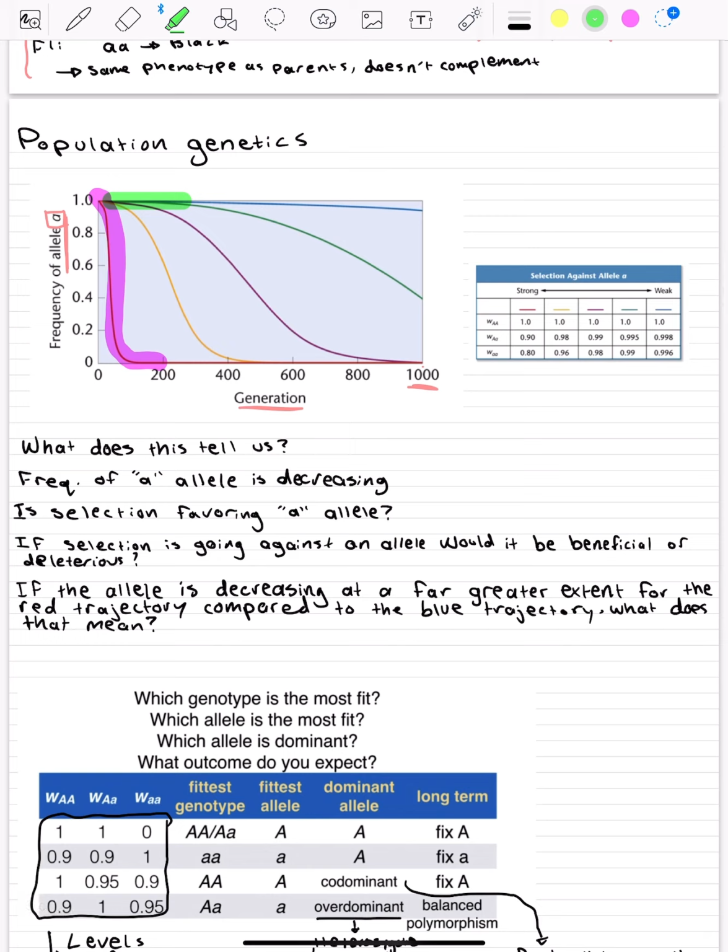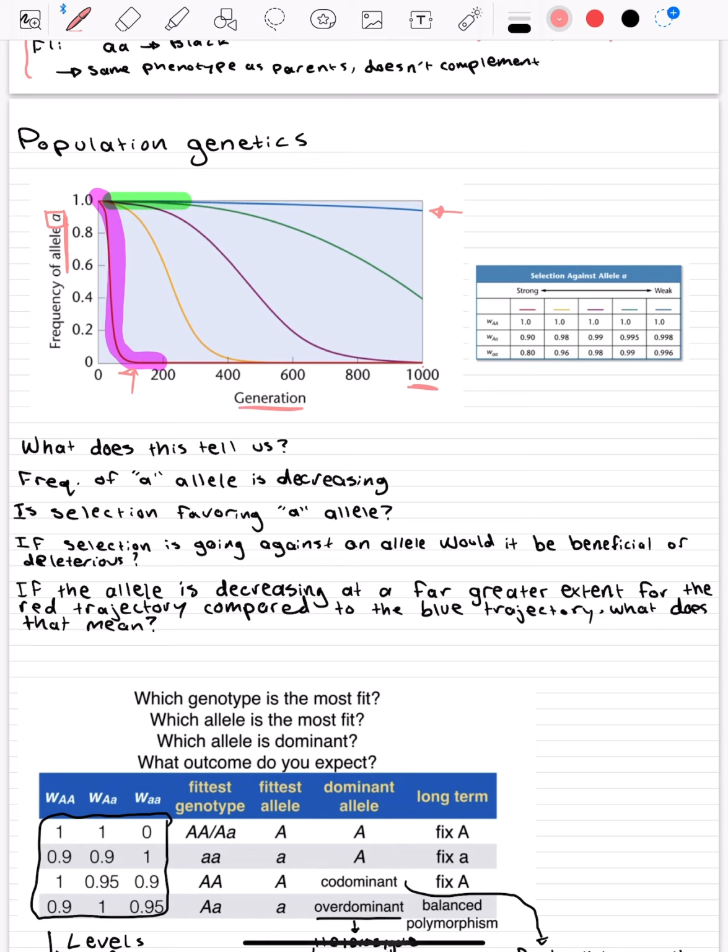If the allele is decreasing to a far greater extent for the red trajectory compared to the blue trajectory, what does that mean? Let's say that this red trajectory right here is one population of a species, and the blue trajectory is a different population of the same species. Why is the red decreasing to a greater extent?